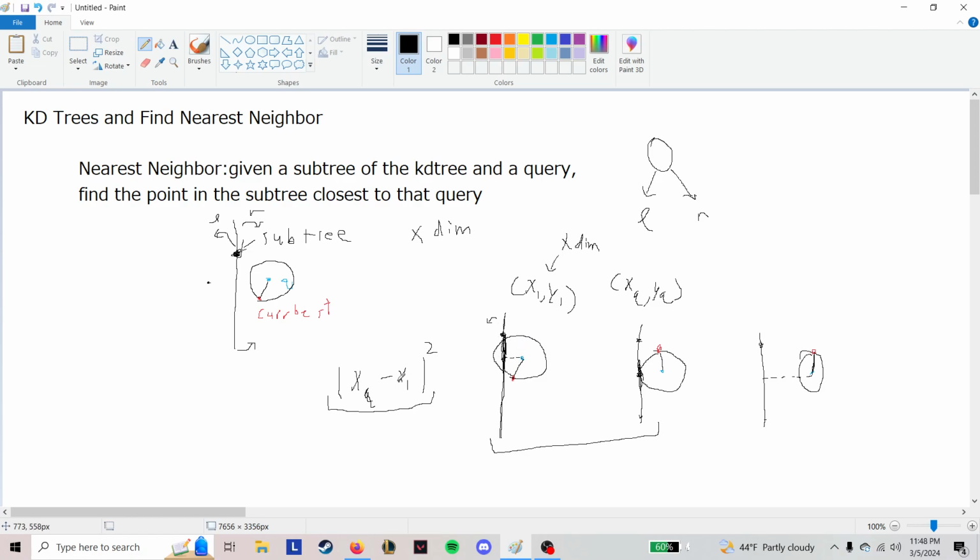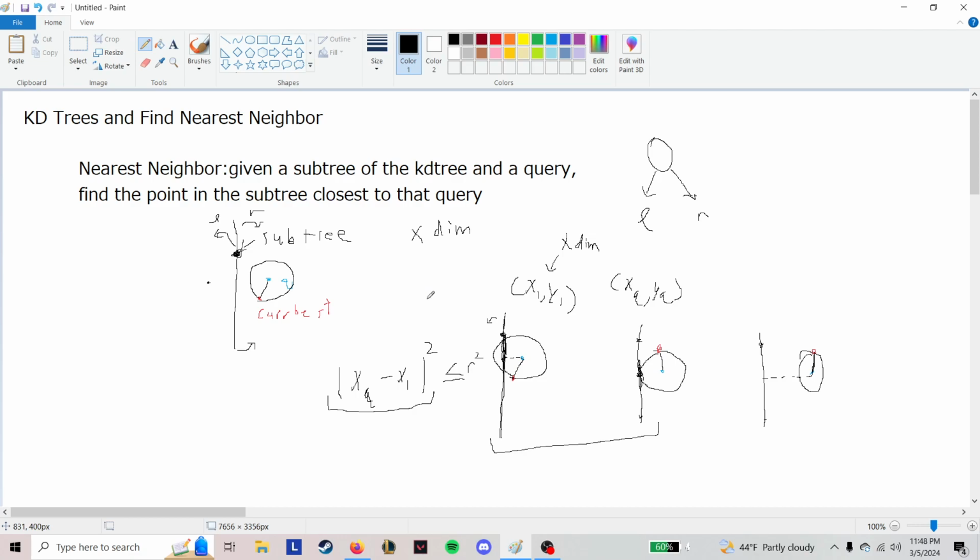In this situation, where this is less than or equal to the radius squared, I know I want to recurse on the other side of the subtree. And that is how the nearest neighbor algorithm works intuitively. So hopefully that made sense.